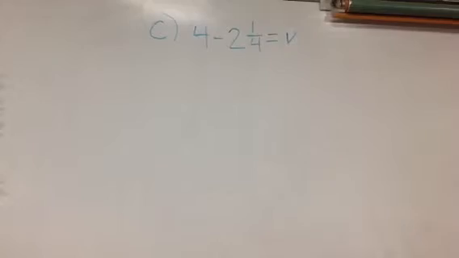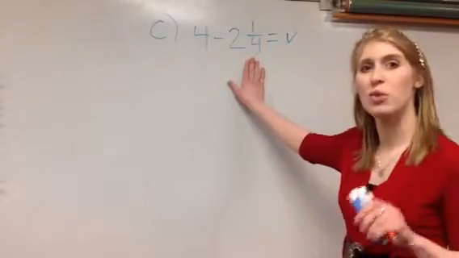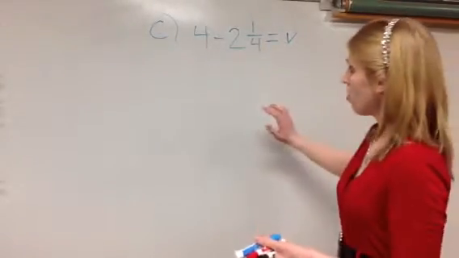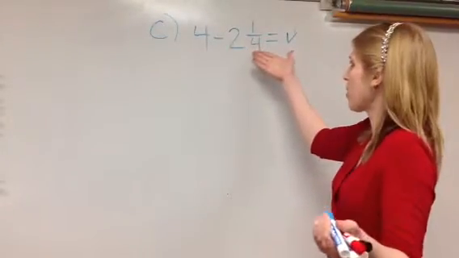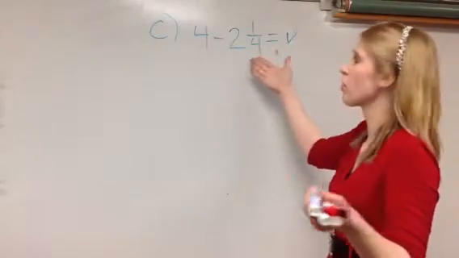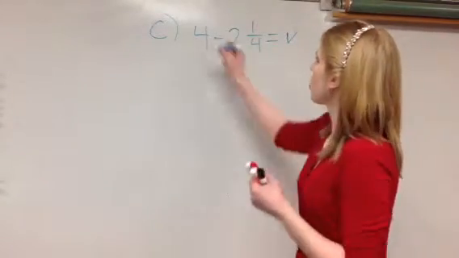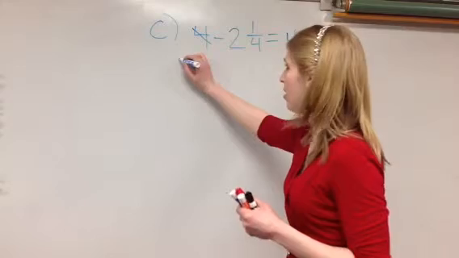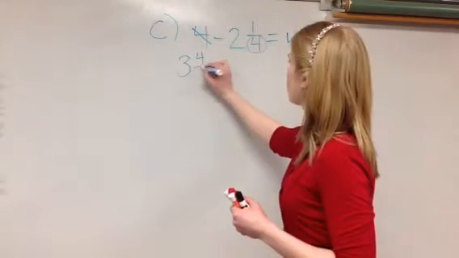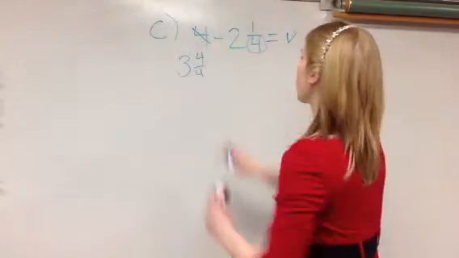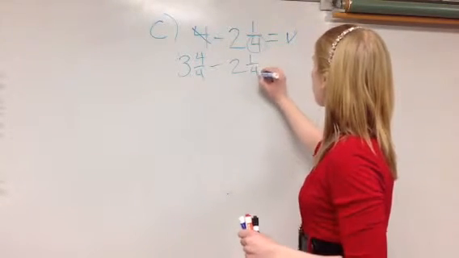Our last example today will be 4 minus 2 and 1/4. This one is a little bit different because in this case we don't just have a fraction, we have a mixed number. So that means we still have to do the same thing, because we still have a fraction to deal with. We have a whole number, but we also have a fraction. So we still have to change the 4. We're doing the same thing that we always did. So I'm going to change my 4 to a 3. And then I'm going to add in 4 over 4 to have that 3 plus 1 is 4. So we're going to have 3 and 4/4 minus 2 and 1/4 is going to equal v.